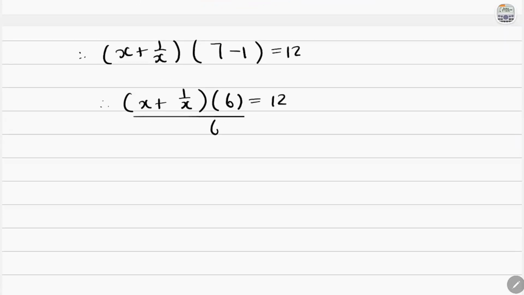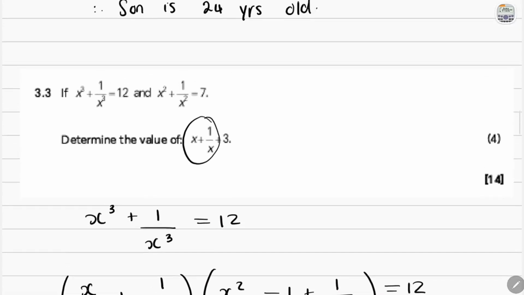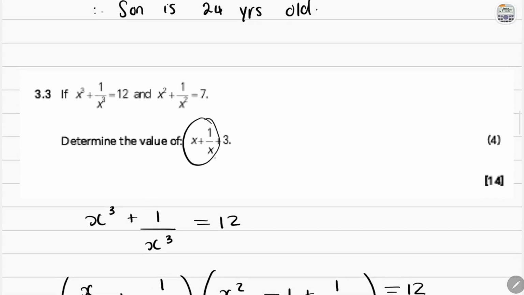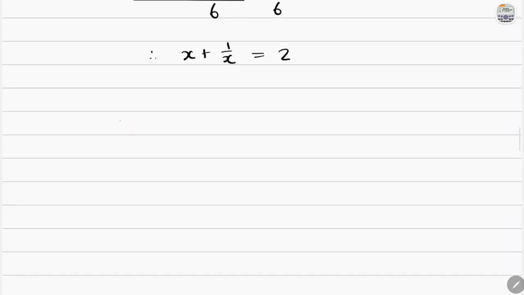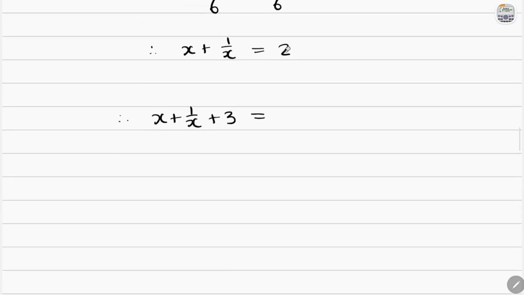So divide both sides by 6 to get rid of that 6 there. And so x plus 1 over x equals 12 over 6, which is 2. So now we know that x plus 1 over x is 2. So finally, the value of x plus 1 over x plus 3, like they asked for, is equal to 2 plus 3, which is finally equal to 5.